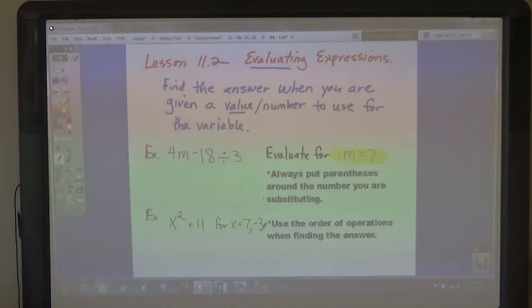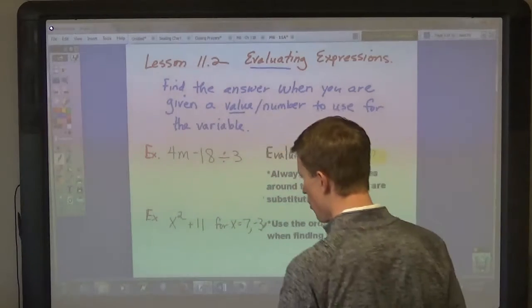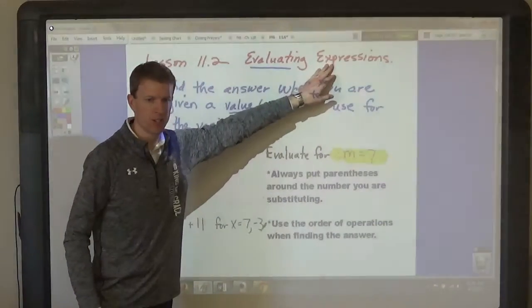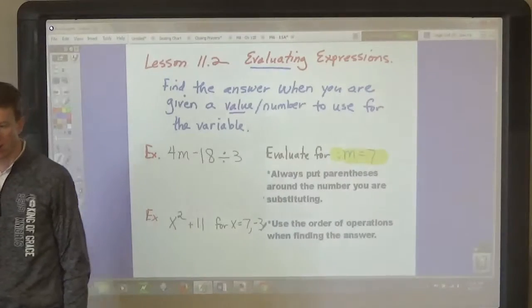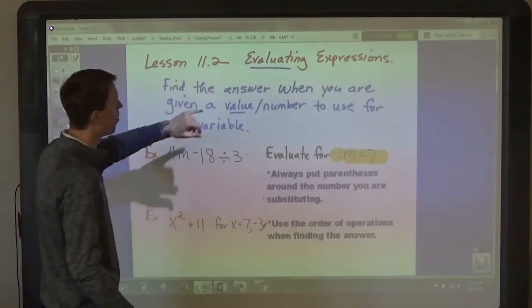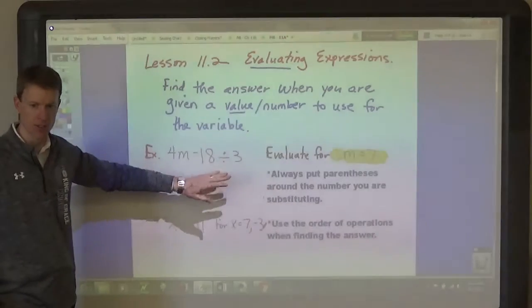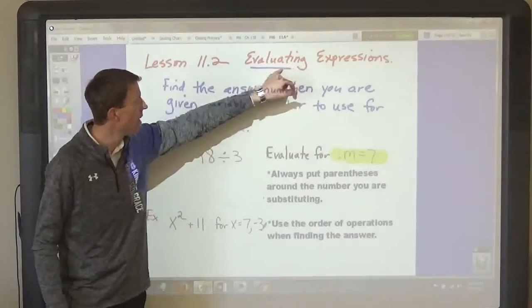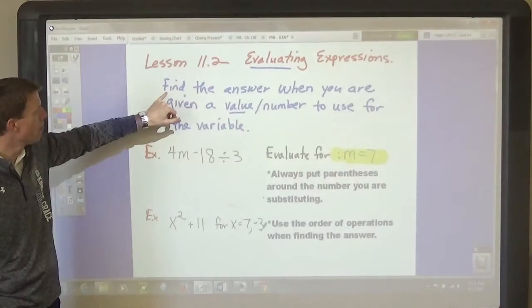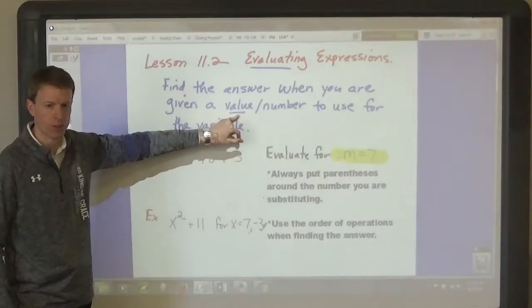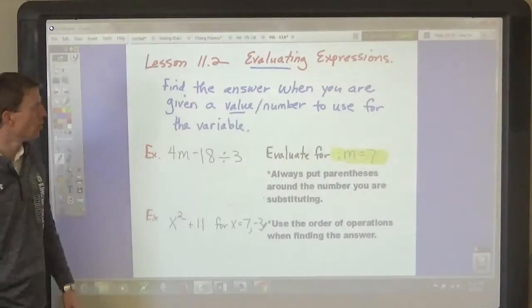All right, sixth graders. In lesson 11.2, we're going to be talking about evaluating these expressions. All right? In lesson 1, we talked about what an expression is, and you practiced writing expressions. Now we're going to find some of the answers that are possible with those expressions. And that process is called evaluating. Evaluating means to find the answer when you are given a value or a number to use for the variable.